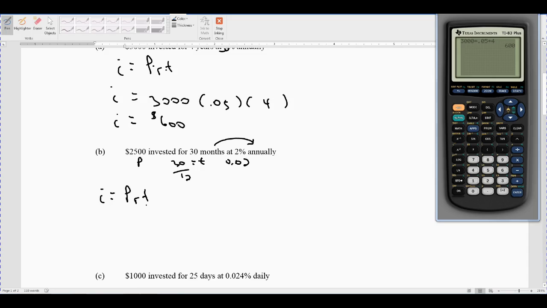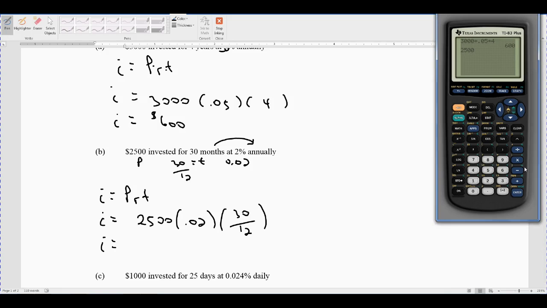So using the same formula, I equals PRT. P is 2,500. R is 30. Oh my bad, not 30. R is the rate, which is 0.02. And the time is 30 over 12, which is 2.5 years in case you're wondering. I just don't like to think too much. I'd rather write it like this because they won't always be nice even decimals, so it's better to leave it as a fraction. So 2,500 times 0.02 times 30 divided by 12.